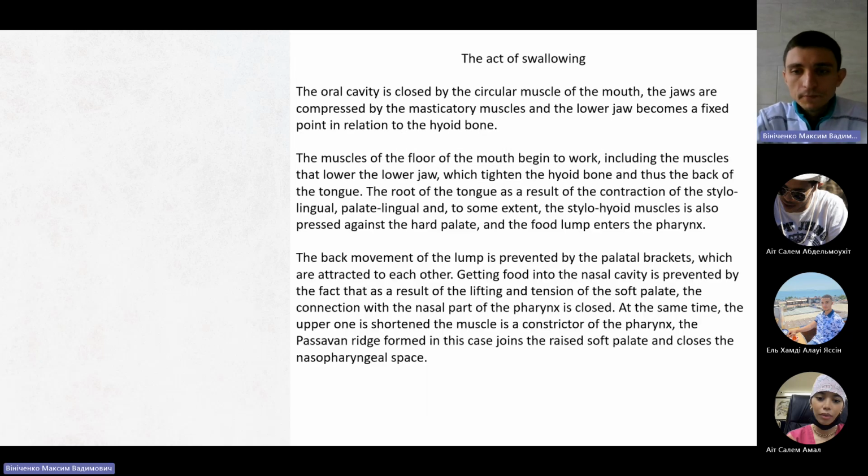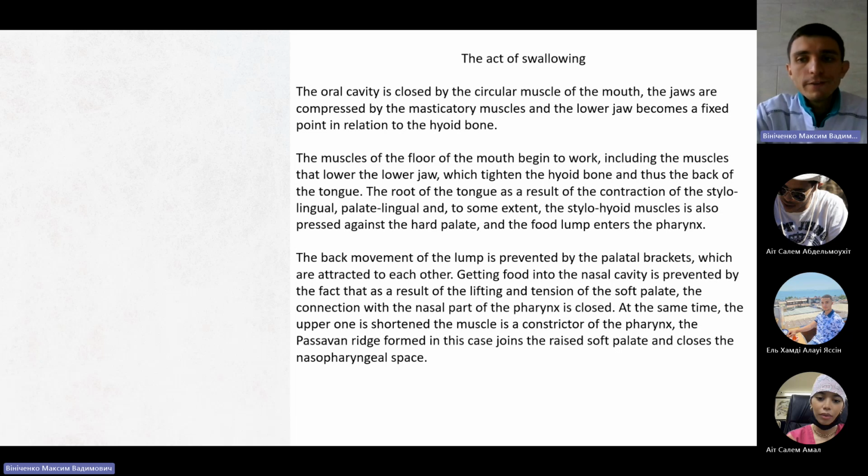The act of swallowing. The oral cavity is closed by the muscles of the floor of the mouth, and the jaws are compressed by the masticatory muscles, and the lower jaw becomes a fixed point in relation to the hyoid bone. The muscles of the floor of the mouth begin to work, including the muscles that lower the lower jaw, which tighten the hyoid bone, and thus the back of the tongue. The root of the tongue, as a result of the contraction of the styloglossus, palatoglossus, and to some extent the stylohyoid muscles, is also pressed against the hard palate, and the food lump enters the pharynx.